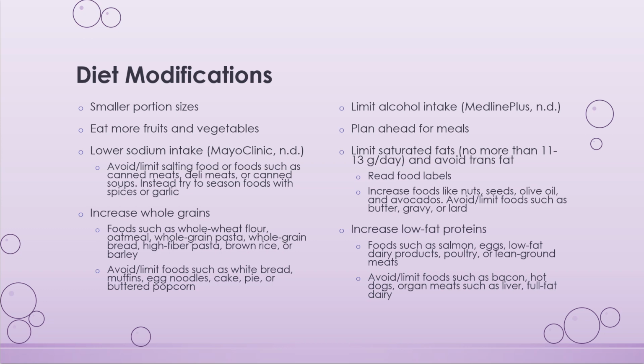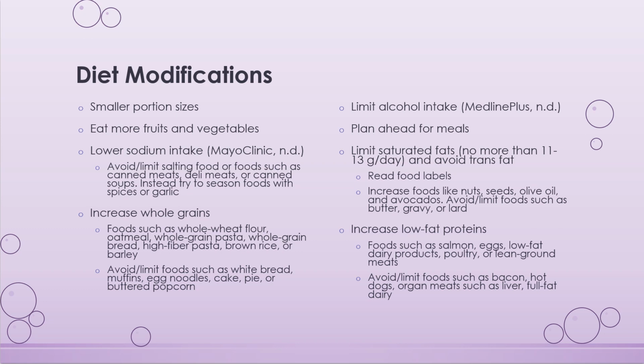You can increase whole grains. These are foods such as whole wheat flour, oatmeal, steel cut or regular, whole grain pasta, whole grain bread, high fiber pasta, brown rice, barley, buckwheat. You'll want to avoid and limit foods then such as white bread, muffins, egg noodles, cakes, pies, buttered popcorn, stuff like that. Cornbread is another example. Biscuits. You can limit alcohol intake since that increases calories.